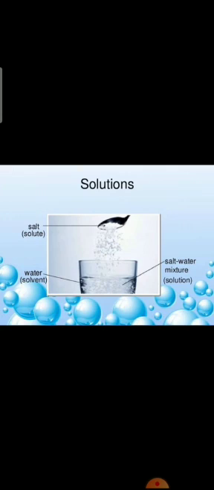A solid that dissolves in a liquid is called a solute, and over here, salt is a solute. The liquid in which the solute dissolves is called solvent. In this case, water is the solvent. The liquid which is obtained when a solute dissolves in a solvent is called the solution. Hence, the salty water that we get when salt dissolves in water is the solution.